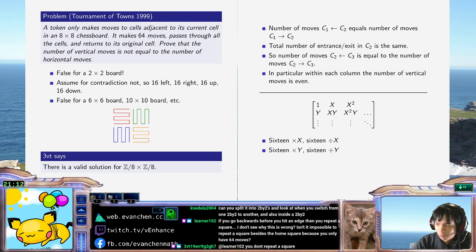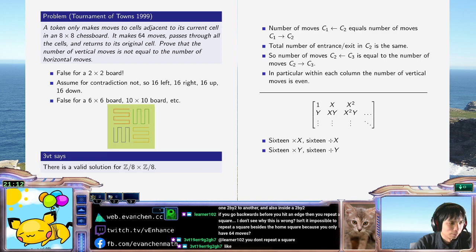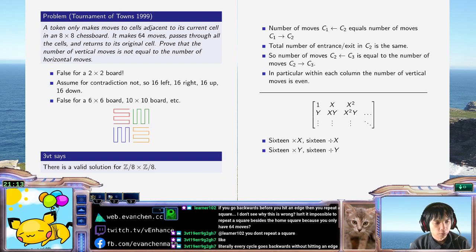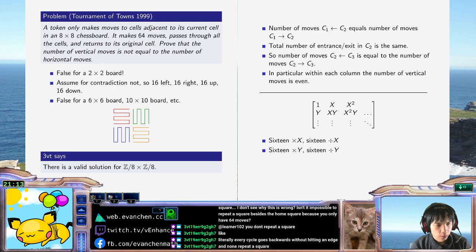Yeah, also learner, I don't know what you're trying to claim, but this is your counterexample. There's a counterexample on the PDF. Just kind of follow it. Okay, so yeah, I like this thing with the cuts. If I have 32 left and 32 right moves, and they're distributed among 7 columns, there's a column that has more than 4 left or right moves. There's one place that has 6 of them or something like that.